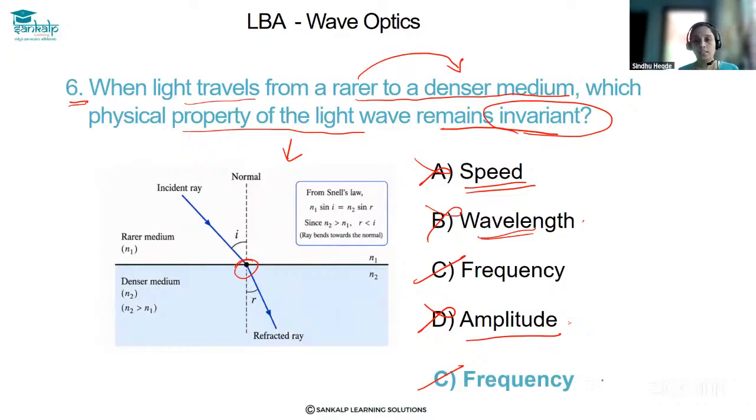Why? Because frequency is generally determined by the source of light. Frequency mainly depends upon the source of light. It does not change when the light enters a new medium. So it does not depend on the medium. It depends on the source of light. So here frequency is the invariant physical property of light traveling from rarer to denser medium. Hence option C is the correct answer.